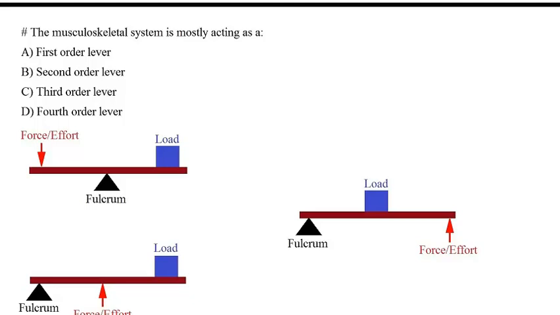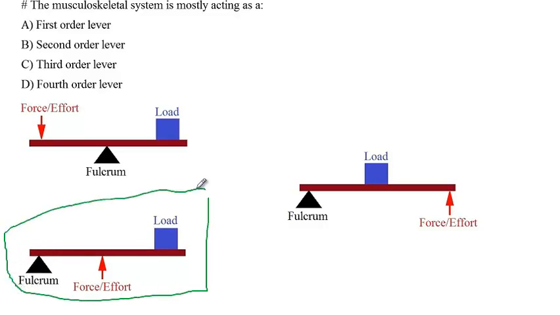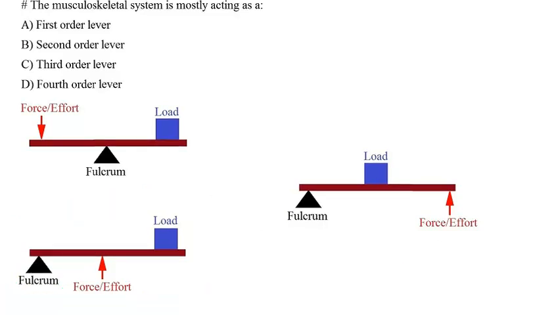The musculoskeletal system is mostly acting as a, and the answer is it's mostly acting as a third class lever. And the reason for that is that we have the load at the end and the force of the muscle with the tendon that is attached to the bone somewhere in between. And then the joint is at the other side, opposite side of the load. So let me show you in the image right here.